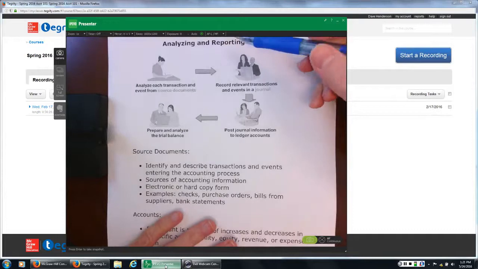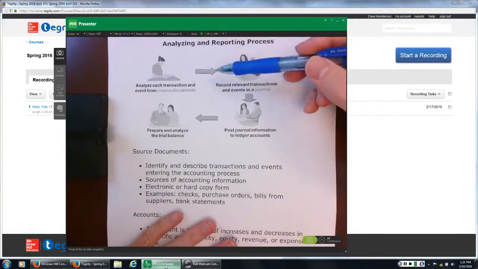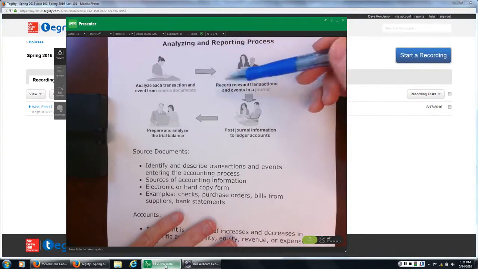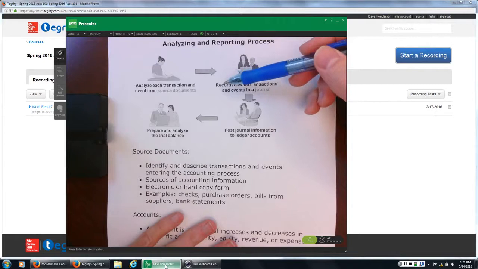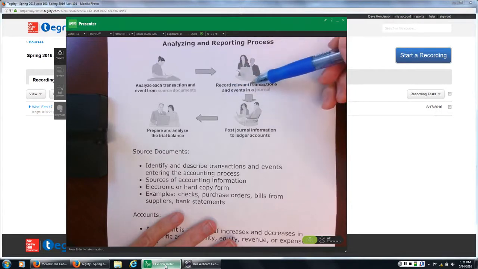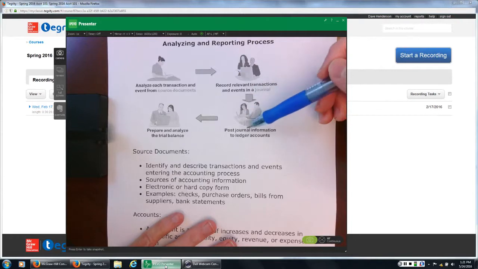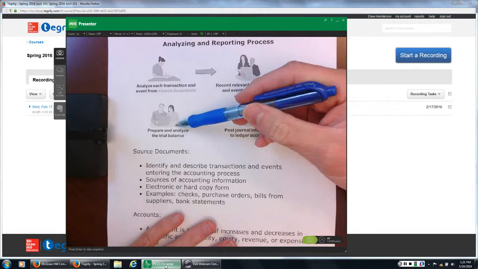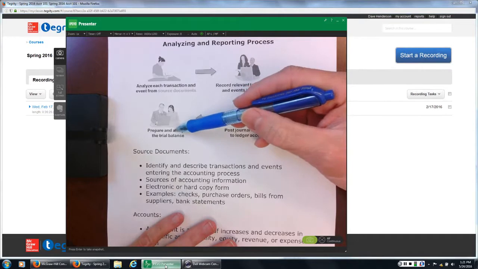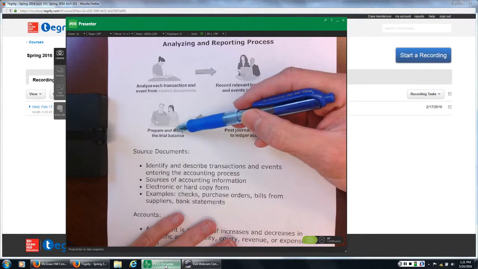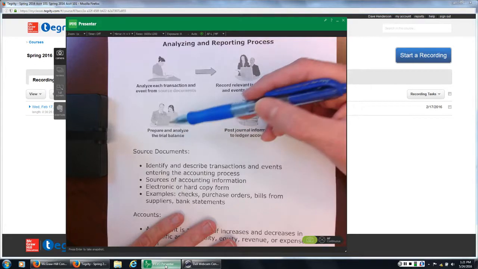So what we're going to be talking about in this chapter is how to do some basic journal entries. We'll review the accounting equation and talk about how to journalize, do our journal entries in our general journal, and then also post them to our ledger, and then prepare an unadjusted trial balance, and then prepare our financial statements, our income statement, our statement of owner's equity, and our balance sheet from the trial balance.